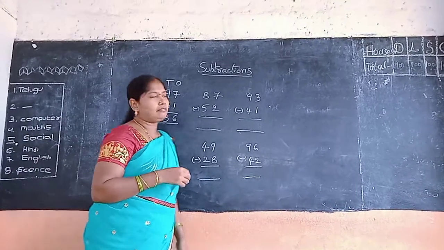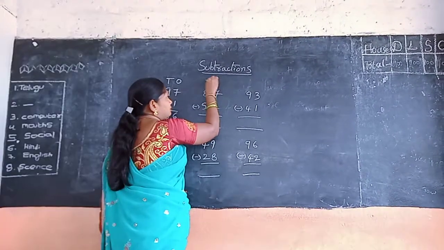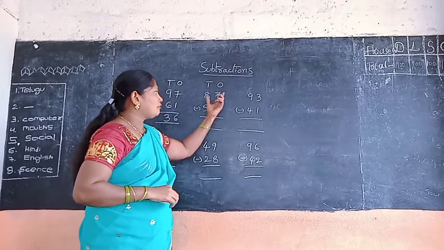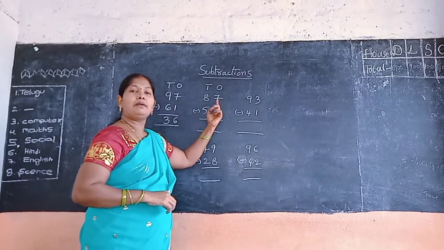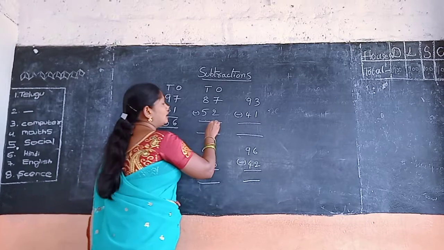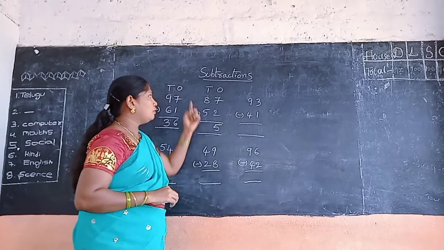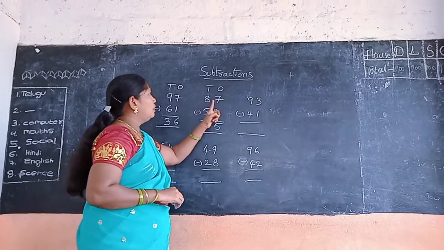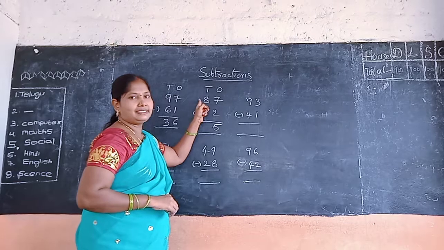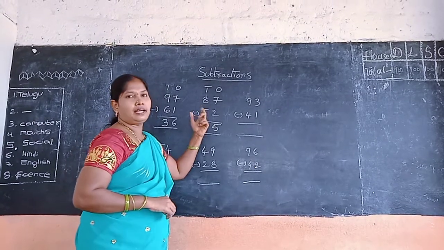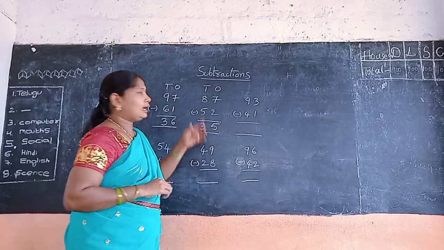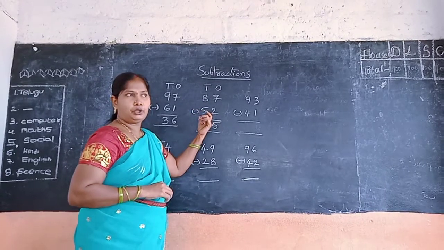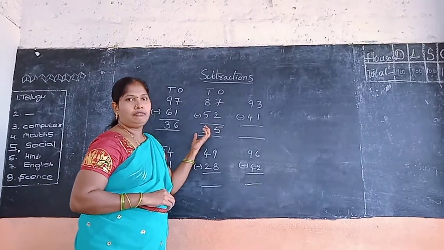Okay, now take the second one. This is the 1's place value. This is the 10's place value. First solve the 1's place value. Take 7. 7 minus 2 is 5. Now the 10's place value. The first number is 8, next is 5. 8 minus 5 is 3. Okay, 87 minus 52 is equal to 35.